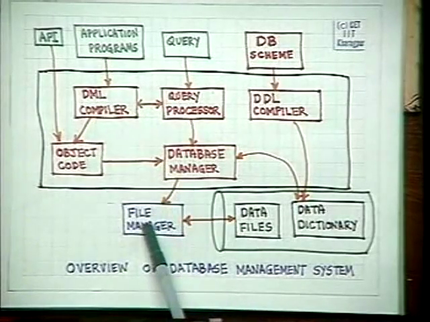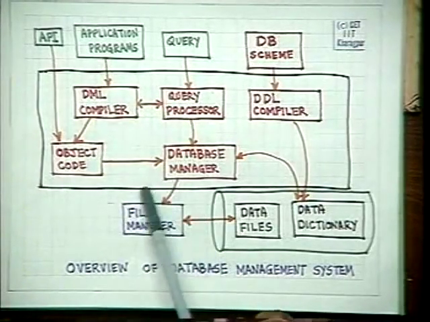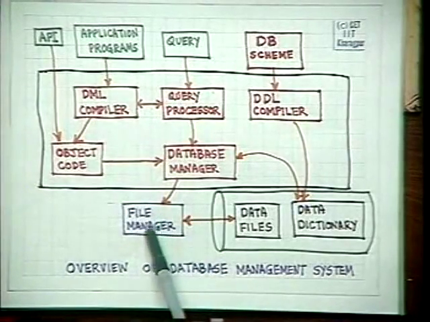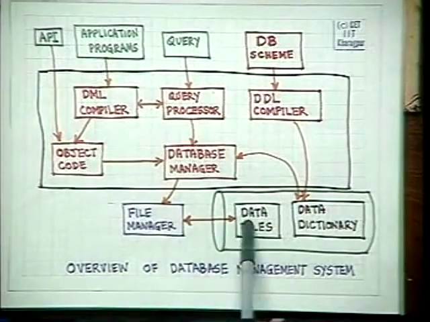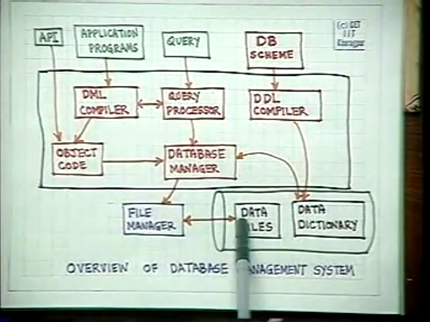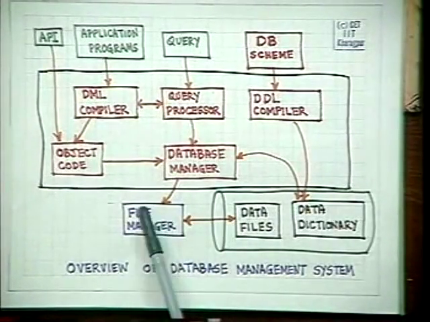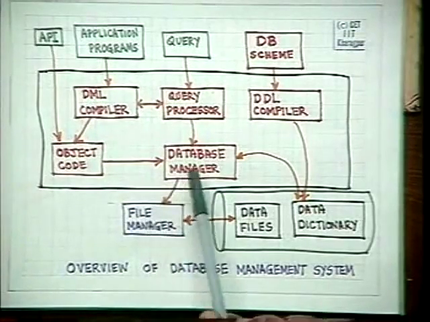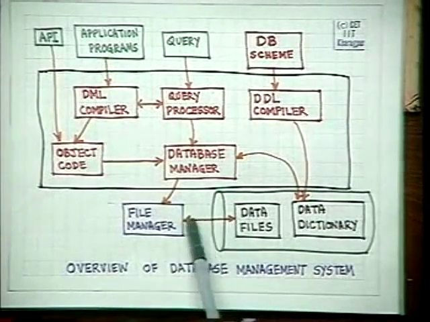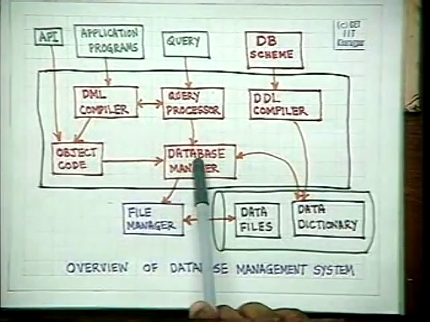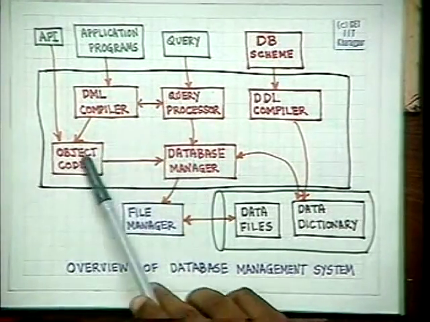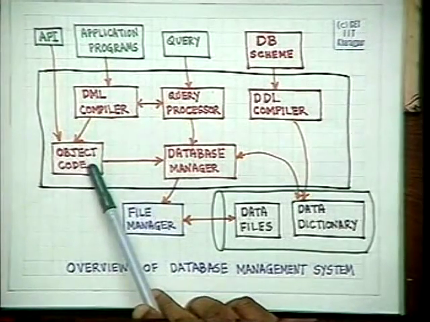Once it issues these file system commands, this file manager may be an operating system file manager. So it will issue the file system commands to the file manager, who will now directly access the data files, because this is now going into the operating system. Sometimes file managers and file accessing may also be written by the database itself. We will come to that later on. For the time being, let us assume that the file manager will return this information from the database back to the database manager, and the data will be passed on to this object code.